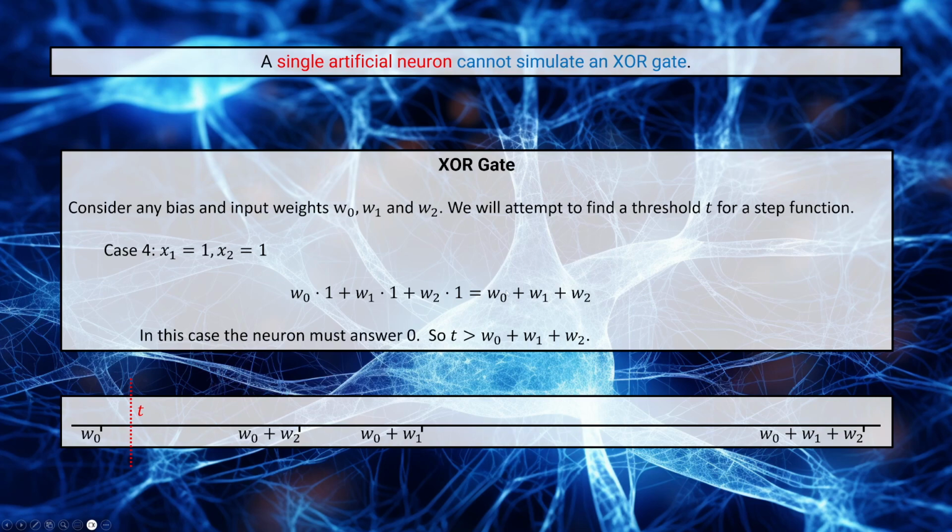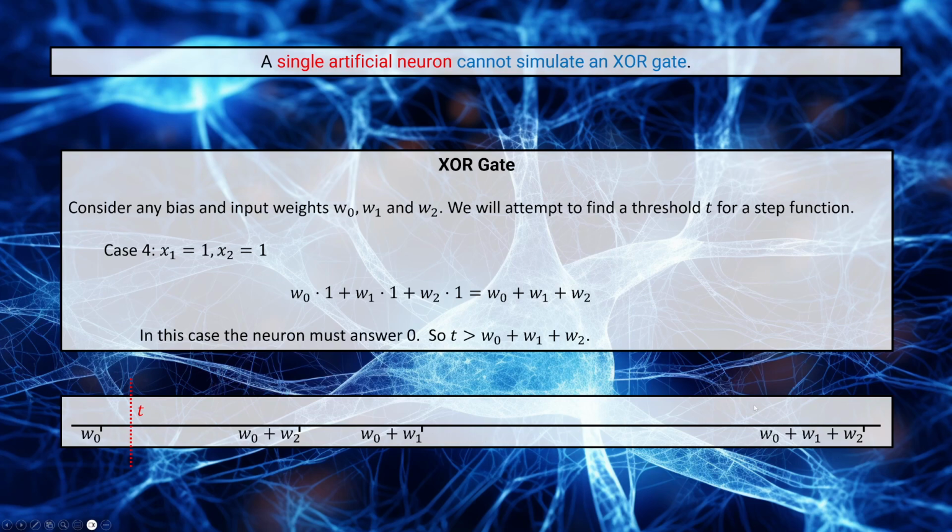but we also have both W1 and W2 showing up. Now this is where things get a bit tricky, because now that we're in the 1-1 case of our XOR, we know that that should be a 0. We should output 0. So our neuron now must answer 0. For us to answer 0, our threshold must be greater than our weighted sum. And our weighted sum in this case is W0 plus W1 plus W2. So I've drawn it way out over here, because if this is W1 and this is W2, it's going to be way out there somewhere.